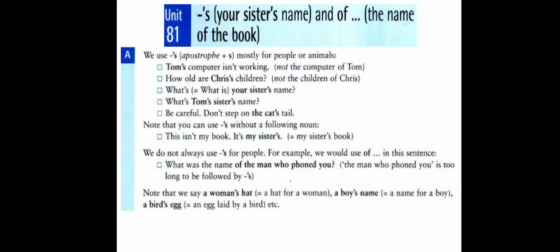What's Tom's sister's name? Here we speak about the name that belongs to Tom's sister, so we say sister's name. Sister is singular, refers to a person, so we use apostrophe plus S. And Tom is singular, and we want to speak about Tom's sister, so we say Tom's sister. We add apostrophe plus S as well.